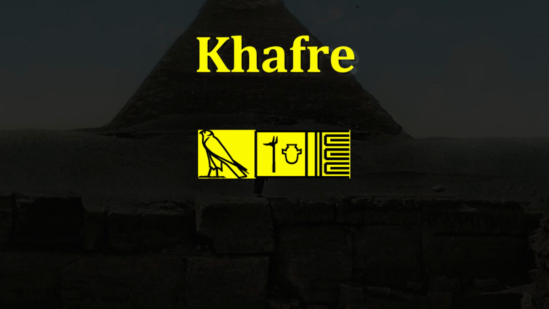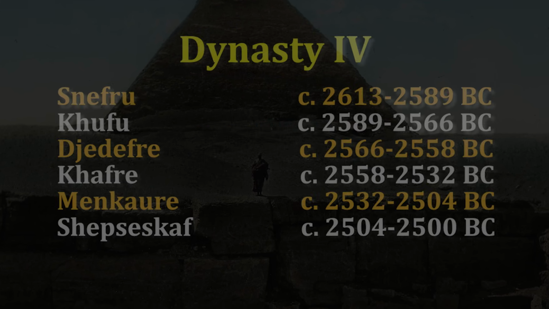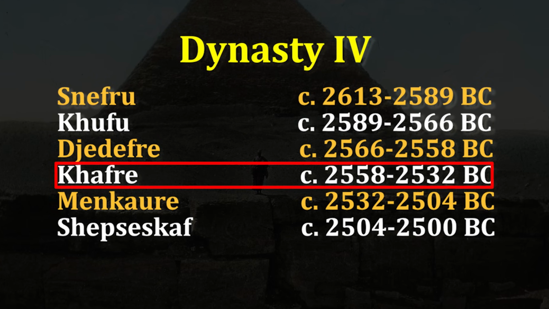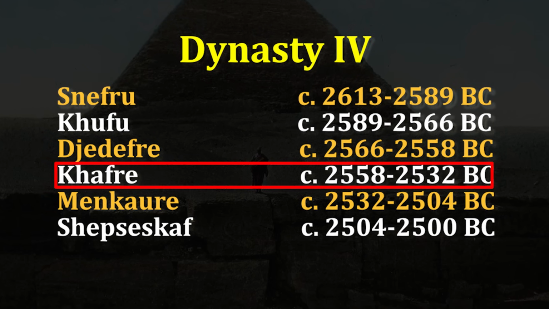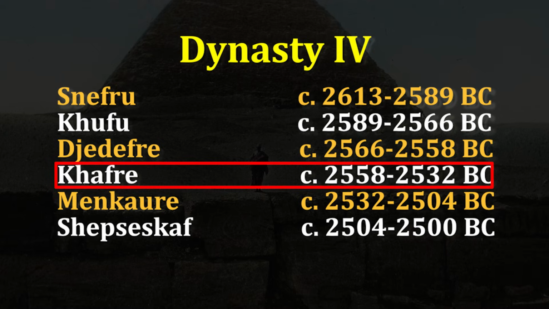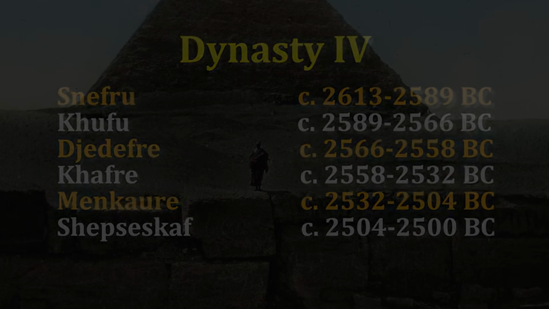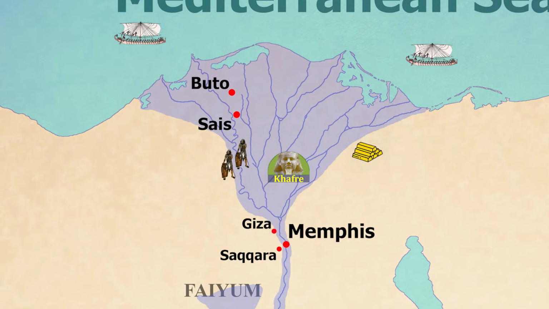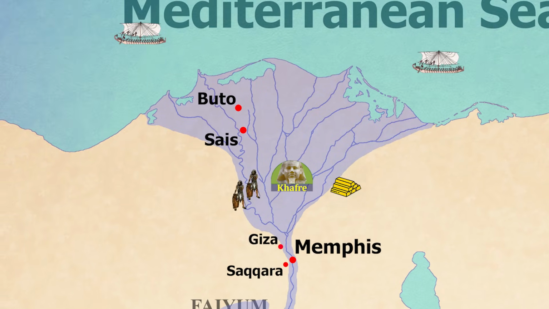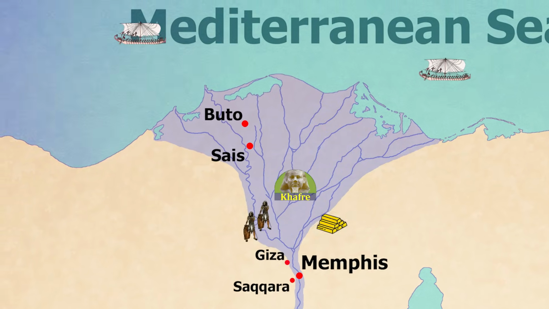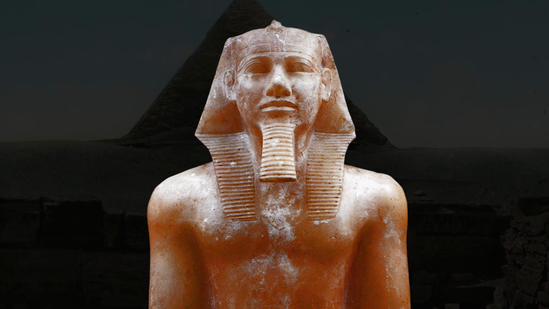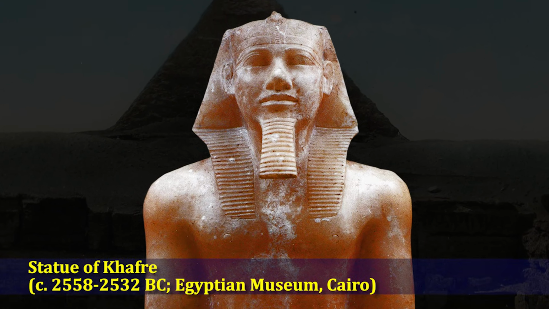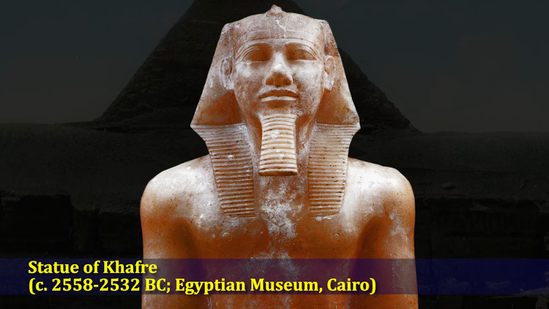In 2558 BC, Djedefre's brother, Khafre, ascended the throne. Egypt's general stability and prosperity continued during his reign, as did trade with the outside world. The country's royal art scene was also in full gear, as some of the most realistic and beautiful stone portraits, including those of Khafre himself, were created during this time.